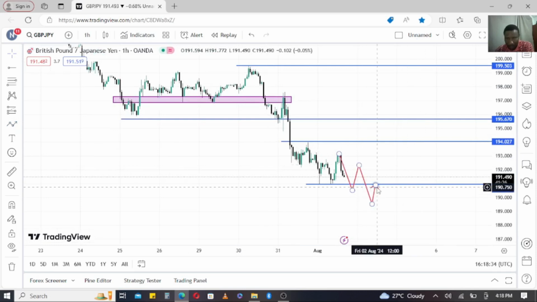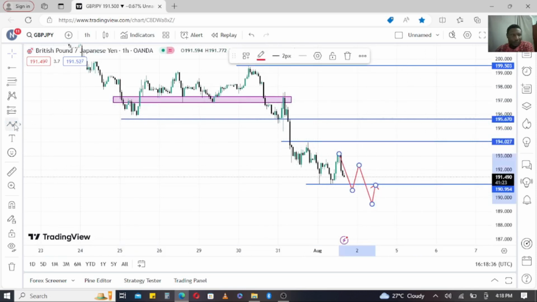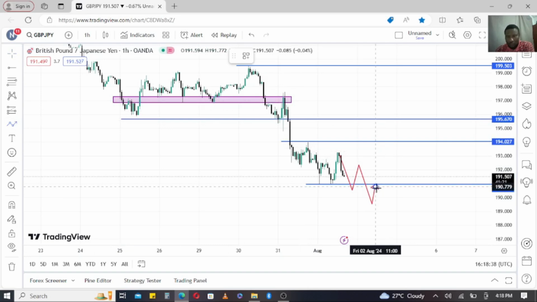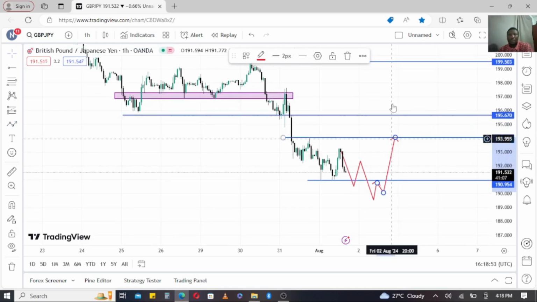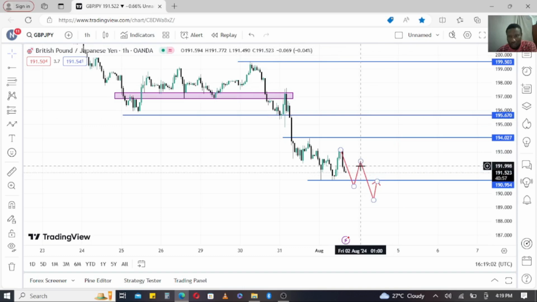Okay, the market can do this and then shoot up, either to this level or the next level. So the market can actually do anything at all. So what I do is I always follow the candlesticks, what the candlestick is saying in the trend line.